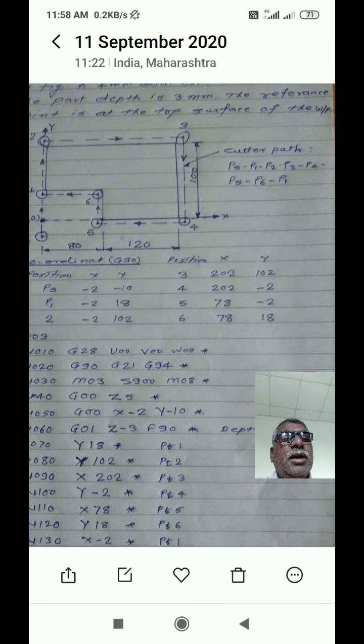Don't consider the total distance. Here you have to consider the target point of the cutter. Your cutter should reach point 4, and point 4 has the y coordinate -2. Is it clear?